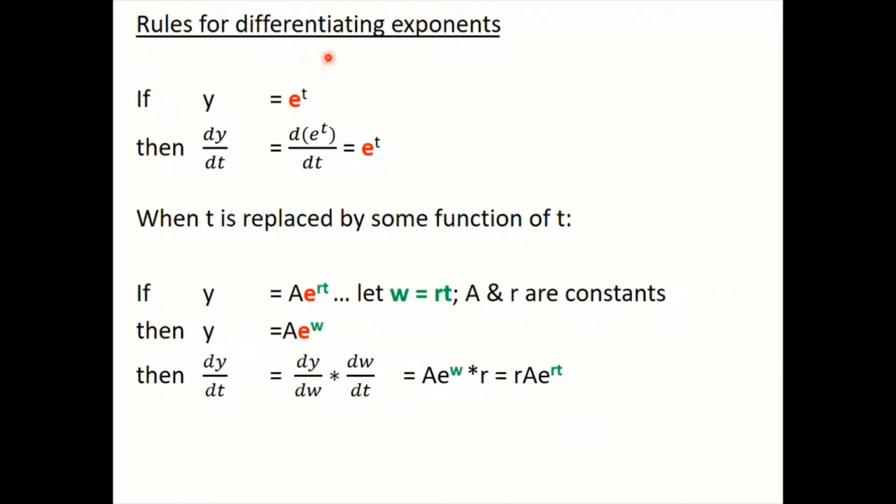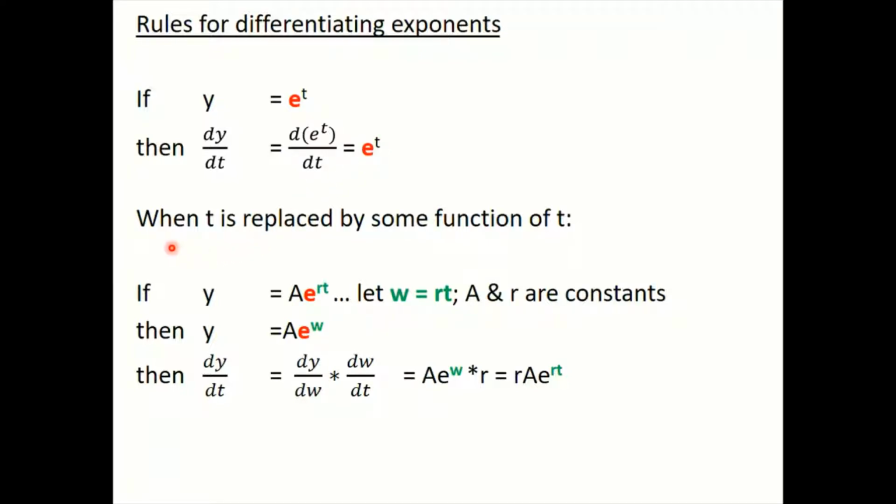Having a look now at some of the rules for differentiating exponents, we can see that if y equals e raised to the power of t, and we want to find the derivative of y with respect to t, then the derivative is the same as e raised to the power of t. Here we've labeled the variable t, but if we'd had x here, then the derivative would have been e to the power of x.